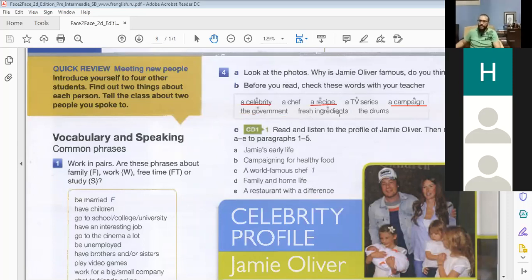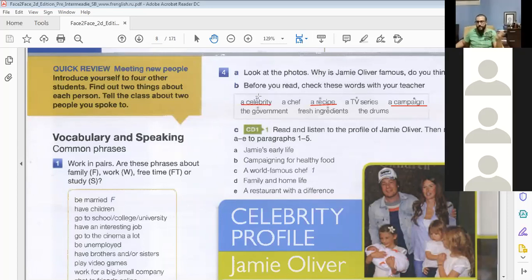Fresh ingredients. We use fresh ingredients to cook. And the drums. Do you know the drums? We play the drums in a band. Bands usually have the drums. All right, so let's talk a little bit about some of these words before we talk about Jamie Oliver.